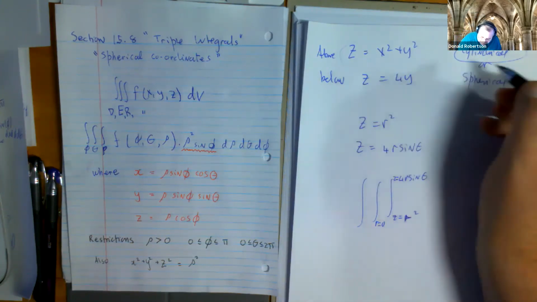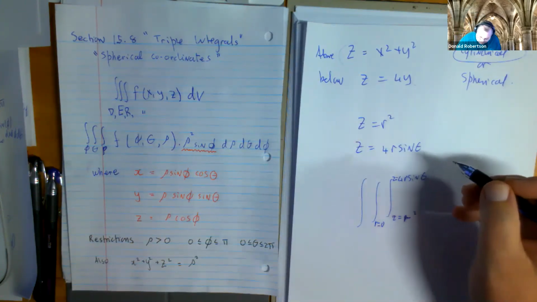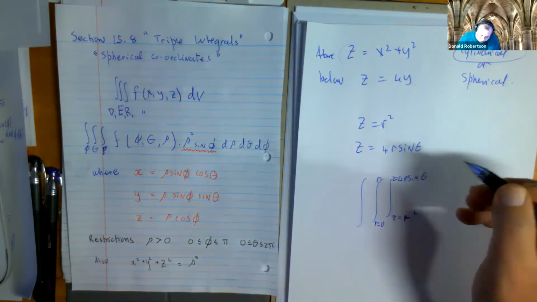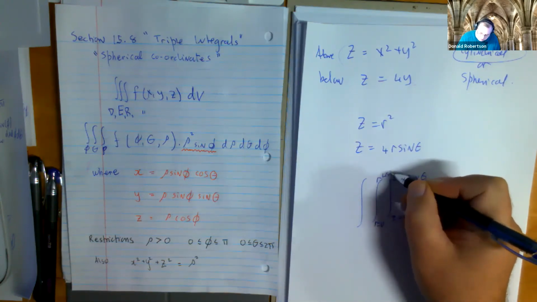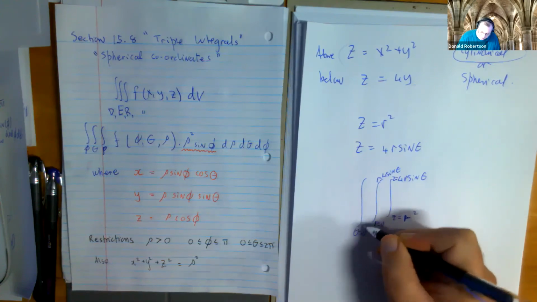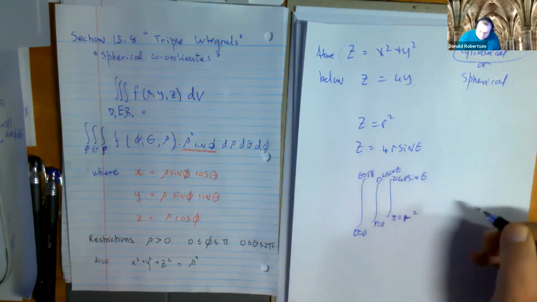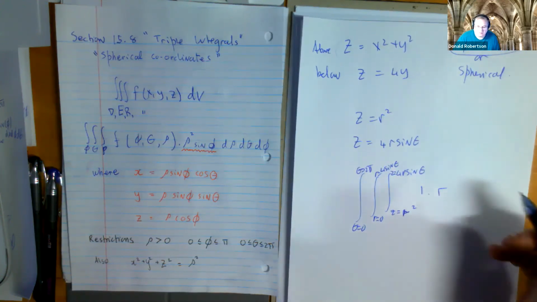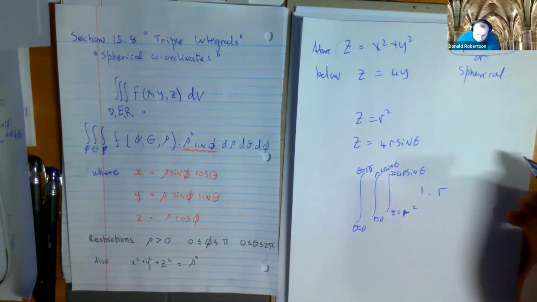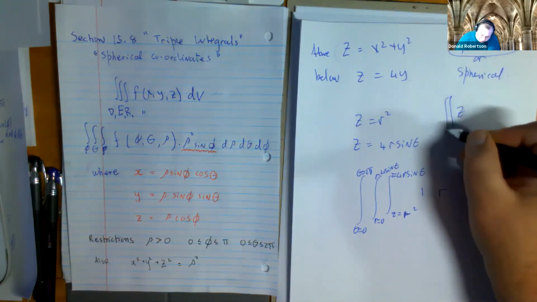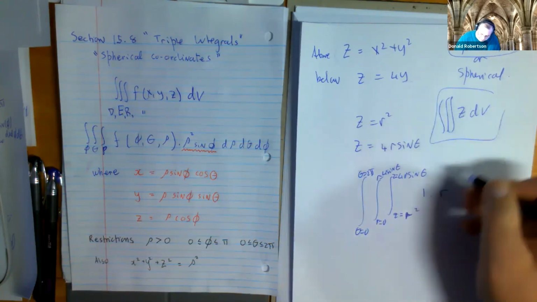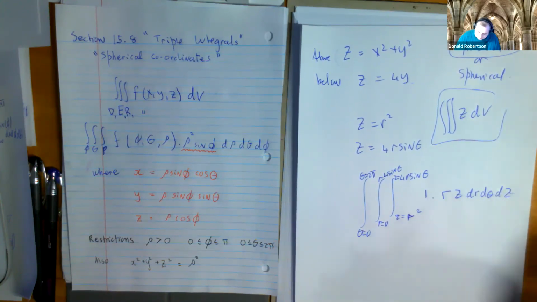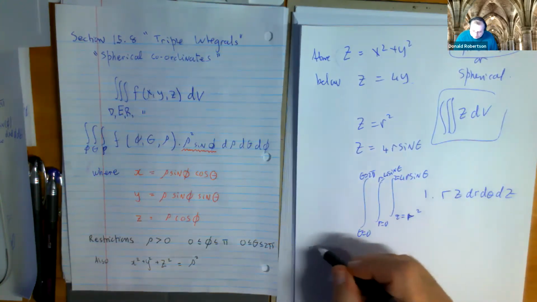0 to, oh, that's interesting. From 0 to 4 sine theta. And then theta would go 0 to 2 pi. And then you just do 1 r. What's the function? Oh, I didn't tell you what the function was. It's that one. So you do rz dr d theta dz, whatever order you feel like. That would do it as cylindrical.